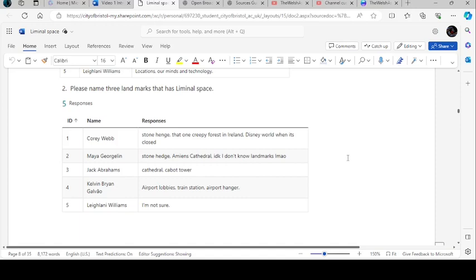My third question was, please name 3 landmarks that have liminal space. Person number 1 said Stonehenge. Person number 2 also said Stonehenge. Person number 3 said a cathedral. Person number 4 said airport lobbies or train stations. And person number 5, she was not sure.